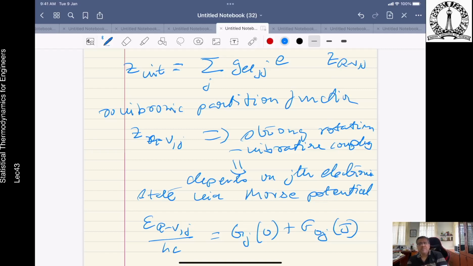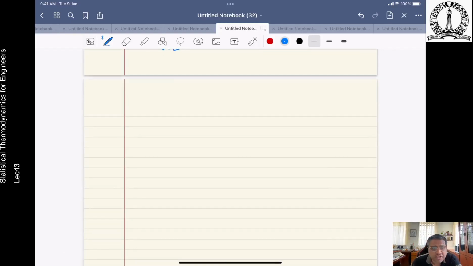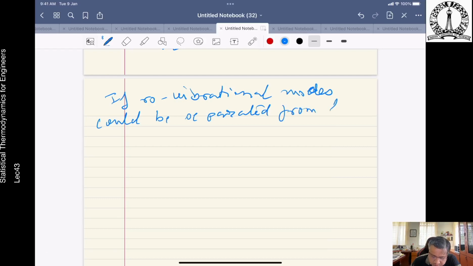So the thermodynamic properties would be considered to be simplified if the coupled rotational modes were separated from the electronic energy modes. Okay, so if the Ro-vibrational modes could be separated from their electronic energy mode.